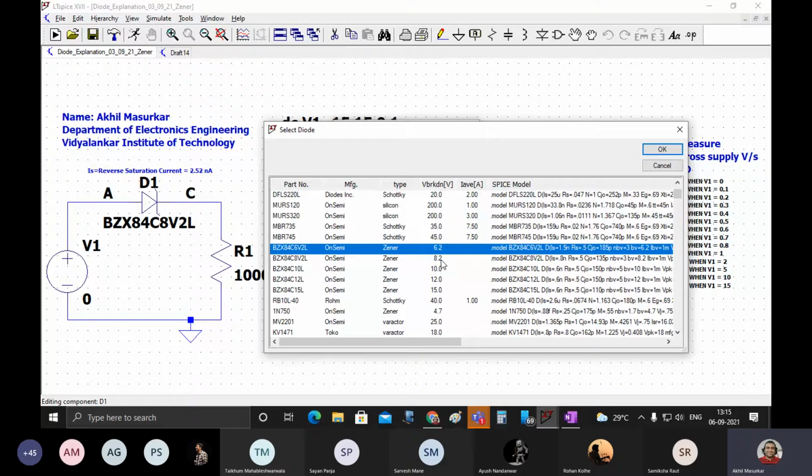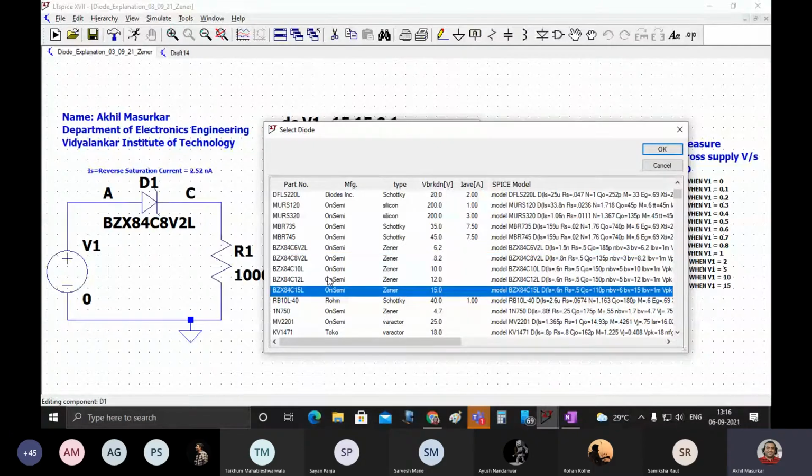Similarly 10 means 10 volts, 12 means 12 volts, 15 means 15 volts. So I may ask you a question in the Viva. I may give you a number of the diode, and tell me what is the reverse breakdown by just looking at the name of the diode. So you should be able to tell that it is 6.2, 8.2, 10, 12 or 15 volts.